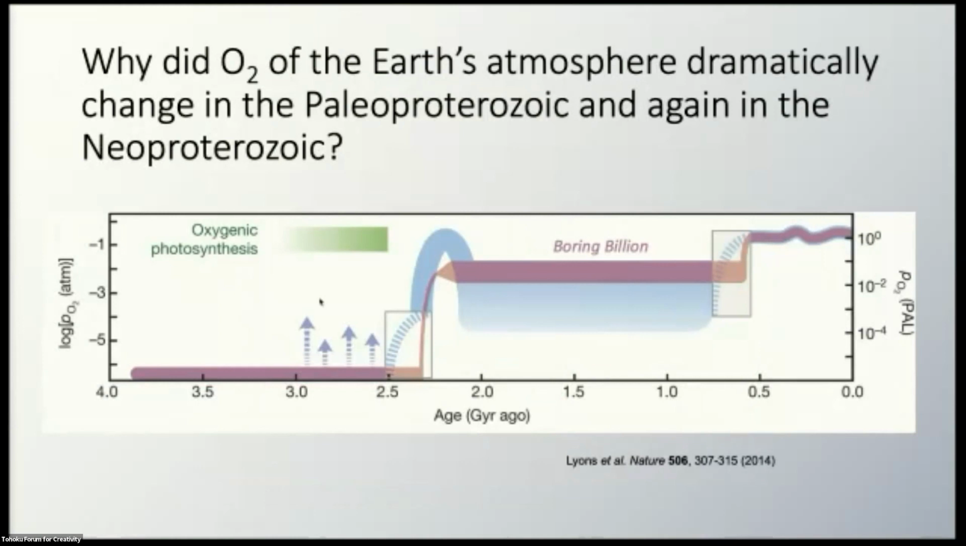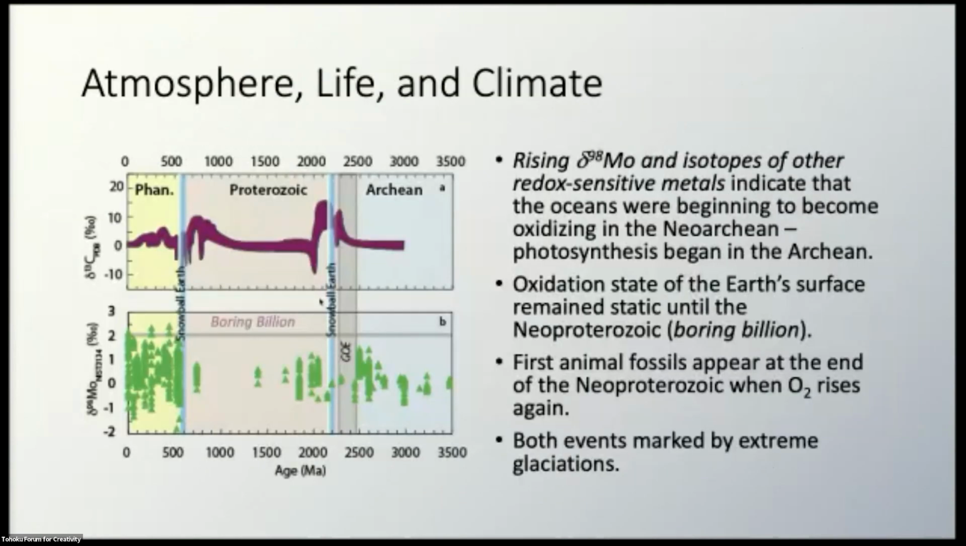This is a slide from Lyons and others, and they're showing low oxygen all the way through the Archean. This relatively sudden jump stabilizes through what's called the boring billion of the Proterozoic, and then there's another jump in the Neoproterozoic. Now, is that a coincidence? Okay, now, why the sudden increase? It's not because photosynthesis was invented there.